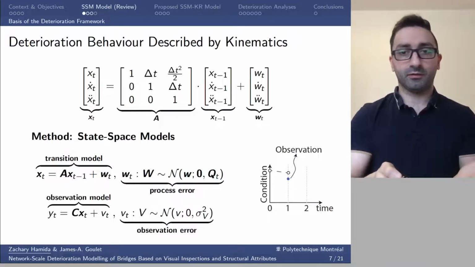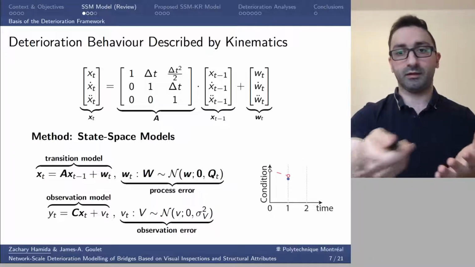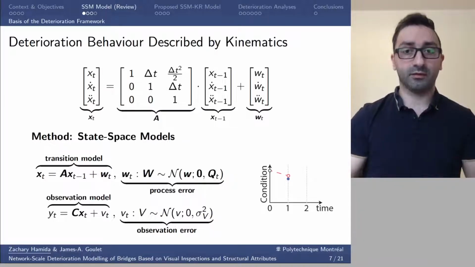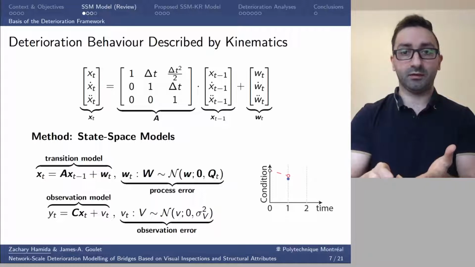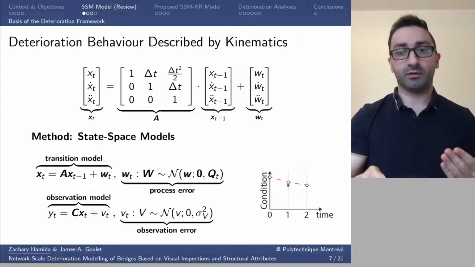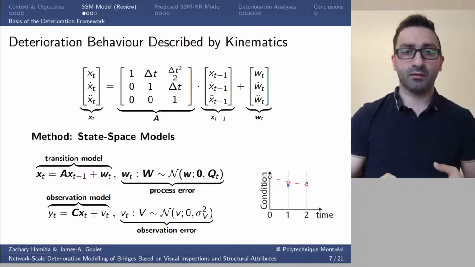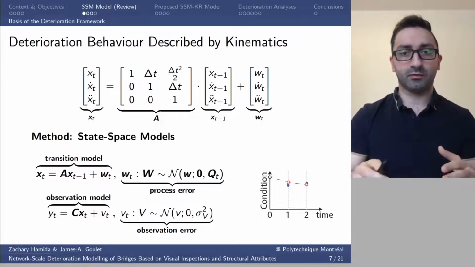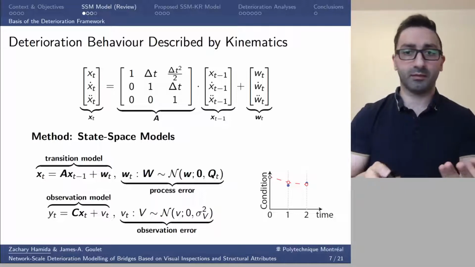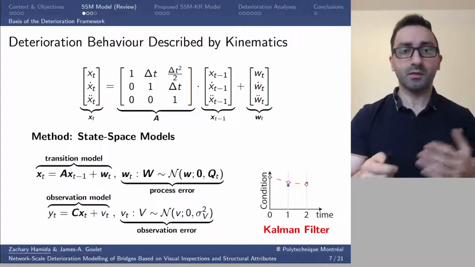Using this observation model, I can update the state with the observation, and you see I would get the red dot on the graph. And I can carry on in the same way. At this time t1, I can do a prediction using the transition model. And if I have an observation, I can again update my model prediction with this new observation. Employing these methods, the prediction and update steps can be performed using an algorithm called the Kalman filter algorithm.